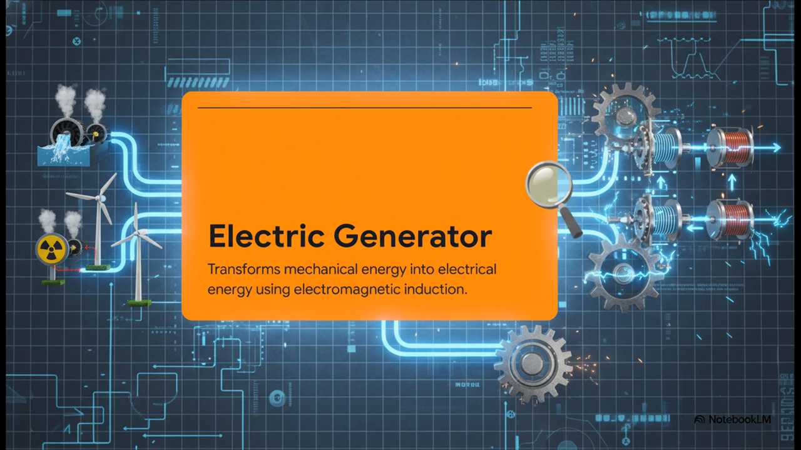And here's a super fascinating little fact. A generator is essentially the exact reverse of an electric motor. While a motor takes electrical energy and turns it into mechanical rotation, our generator takes that mechanical rotation and uses electromagnetic induction to pump out electricity.